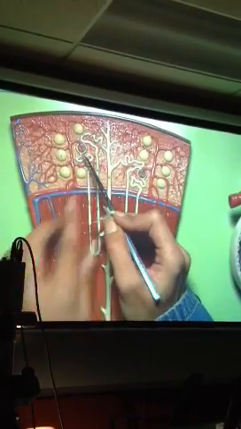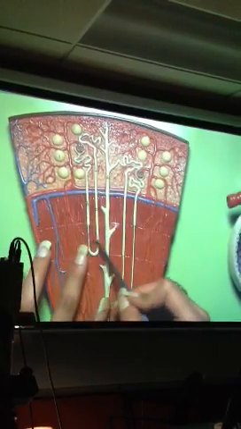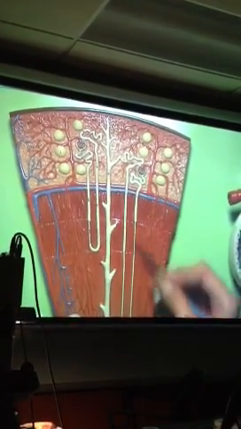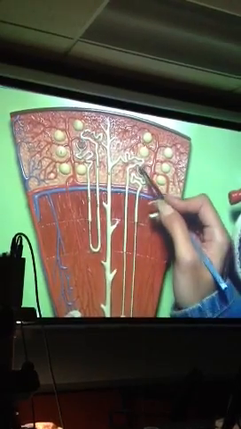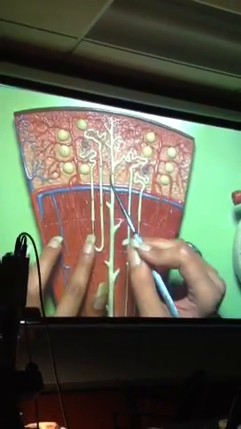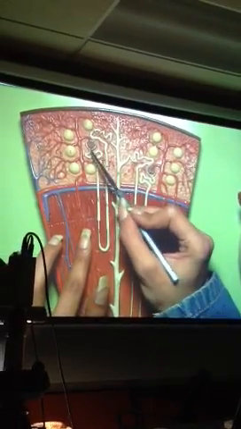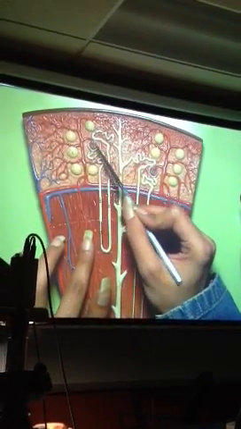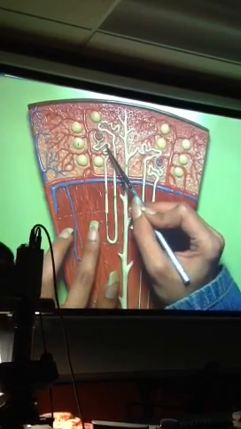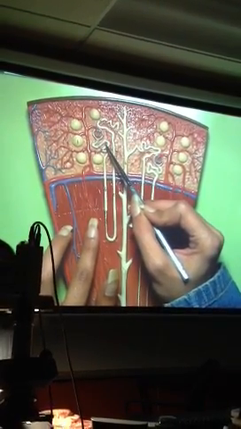Okay? The tube, now this whole thing is a nephron. Just like this whole thing is a nephron. Yes? Okay, now you want to know the different segments of the nephron. So we have the part that's connected to the renal corpuscle. So that would be the proximal convoluted tubule, or the PCT.